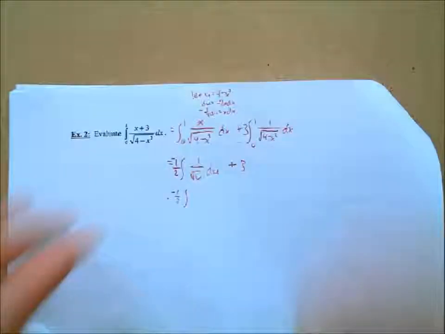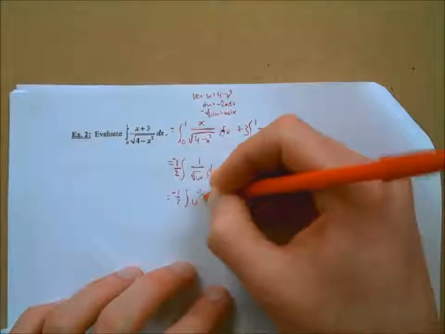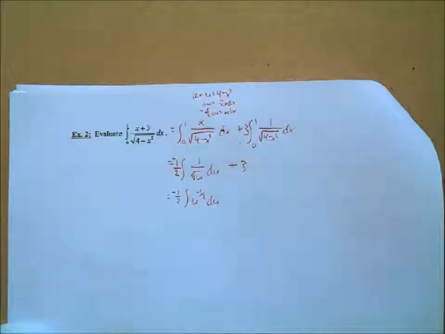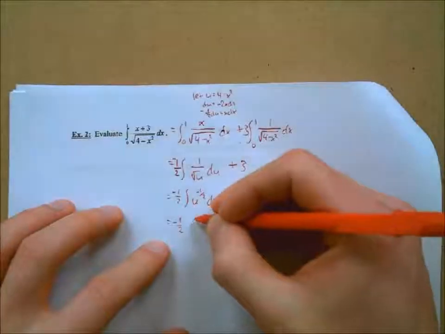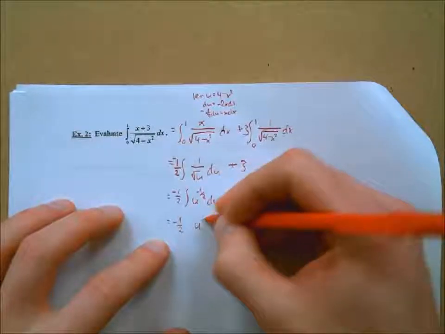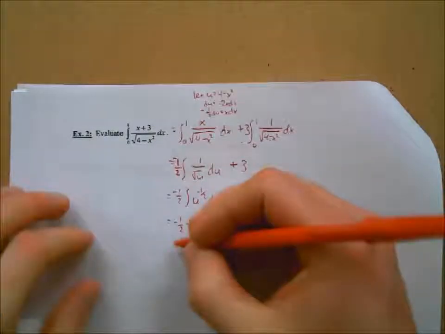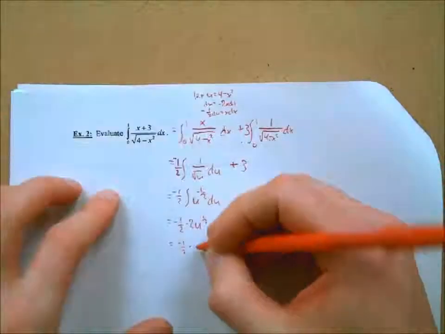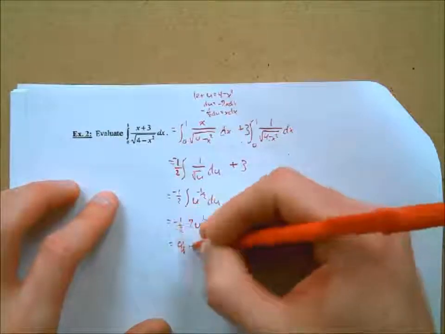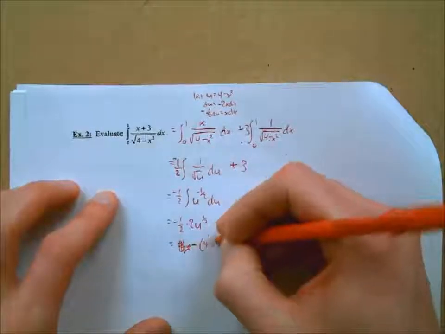So negative 1/2. But instead of 1 over the square root of u, let's make that u to the negative 1/2 du. Much easier to integrate that way. And so then that'll give us negative 1/2, and then we add 1 there, so it becomes u to the 1/2, but then times a 2, or times 1 over 1/2. Then I'll substitute in: negative 1/2 times 2 will be negative 1, times 4 minus x squared to the 1/2. There we go.